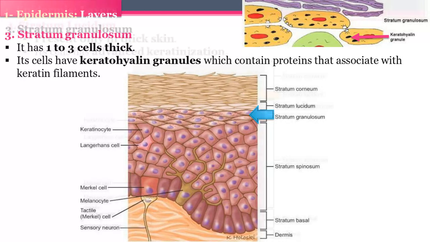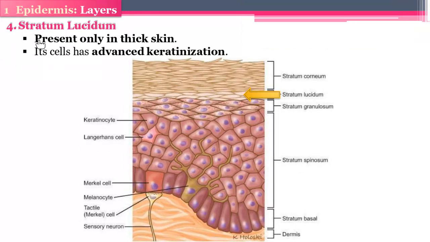Let us go to the next layer of the epidermis, that is the fourth layer, the stratum lucidum. This is present only in thick skin and it is absent in thin skin. The difference between thick skin and thin skin, and where we find each, will be clear in a further slide. So it is present only in thick skin and it has cells which are advanced in the keratinization process. This is the fourth layer from the stratum basale, present only in thick skin. Now let us see the fifth layer.